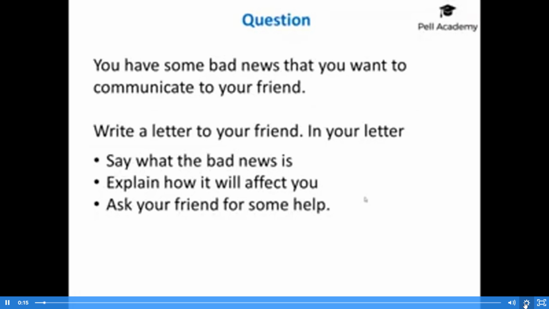So just have a quick look at the question here first. It says you have some bad news that you want to communicate to your friend, and then the three prompts that follow are: say what the bad news is, explain how it will affect you, and finally ask your friend for some help. So let's first just analyze the question.